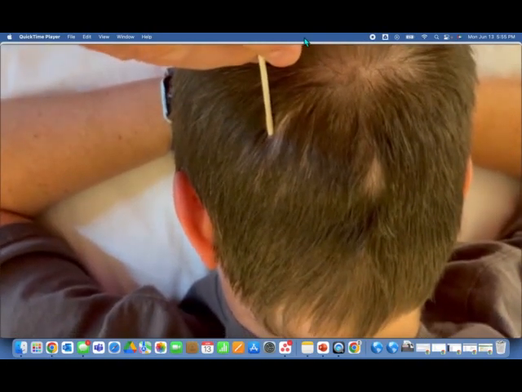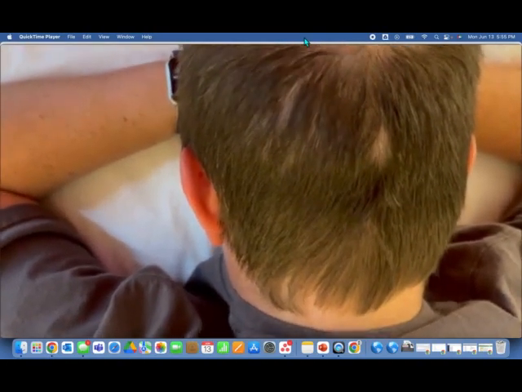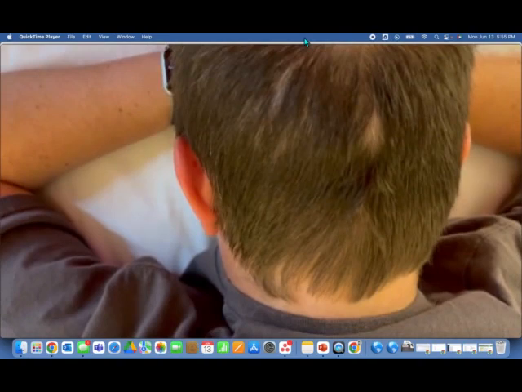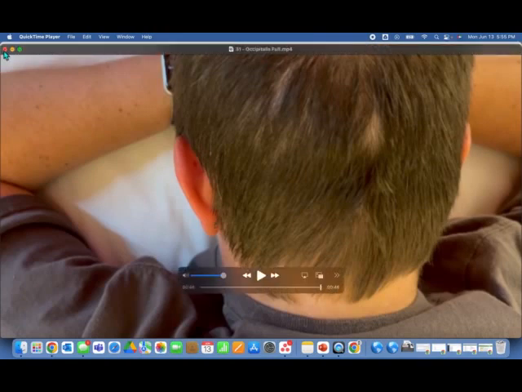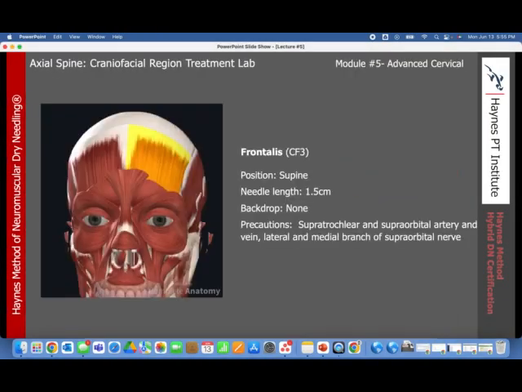In this area, the muscle is extremely thin, and we do have to really run almost in a tangent to the skull to enter beneath the skin into the muscle of the occipitalis. Okay, then we'll move anteriorly to the frontalis.